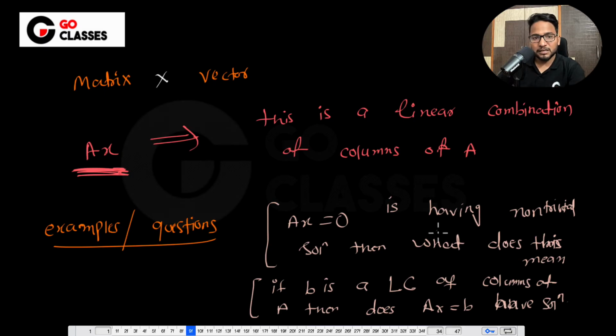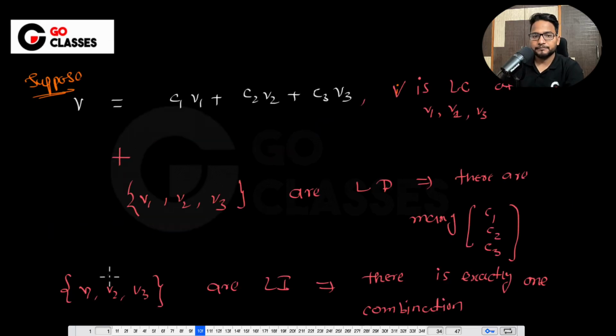Then we saw how to multiply a matrix and a vector. We came to know that Ax is just a linear combination of columns of A. And we said that Ax equal to 0 has a non-trivial solution. We have seen some examples or questions about this, where a non-trivial solution tells us whether the columns of A are linearly dependent or independent. We have solved these kinds of questions, right? If b is a linear combination of columns of A, then Ax equal to b has a solution. So we have solved these kinds of questions or examples. We have done it.